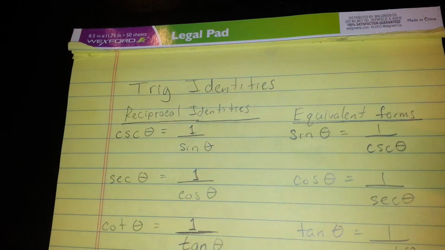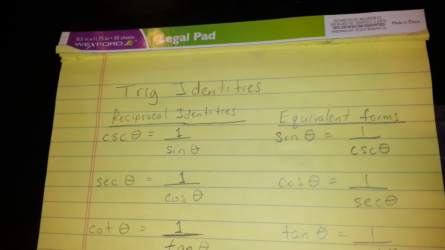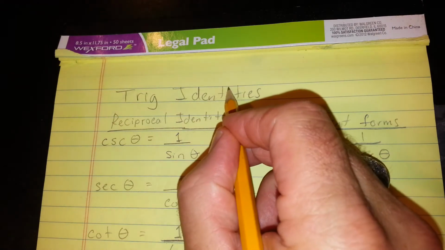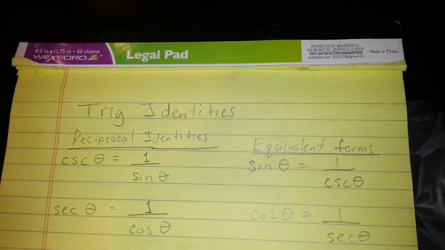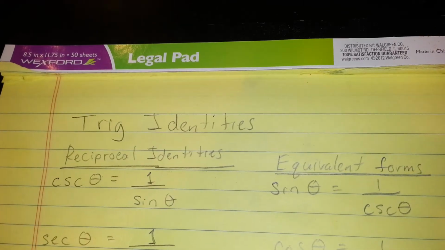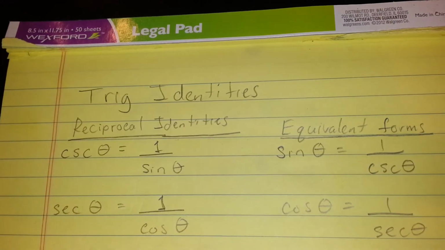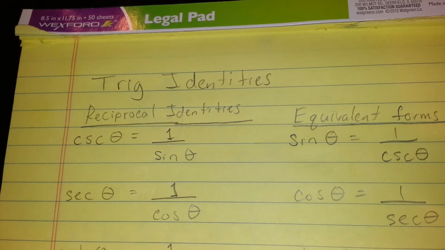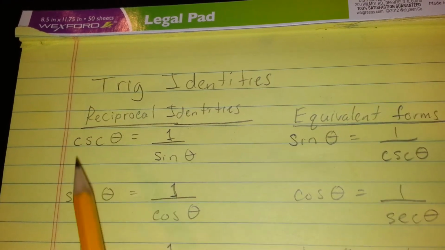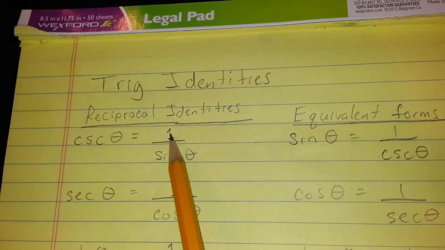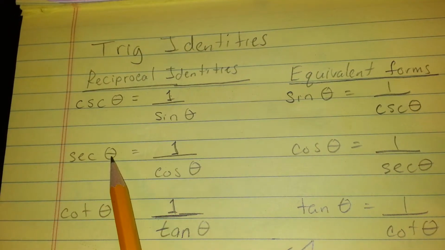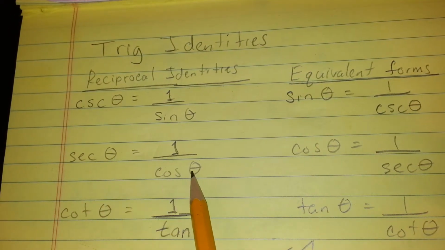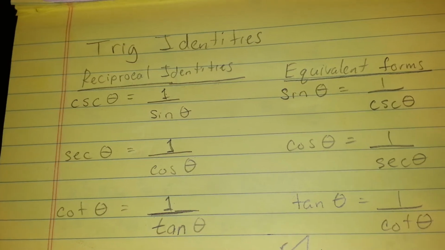Okay, we're going to talk about some trig identities. First of all, let's talk about reciprocal identities. Basically, some of the things we know: cosecant of theta is 1 over sine of theta. Secant of theta is 1 over cosine of theta, and cotangent of theta is 1 over tangent of theta.